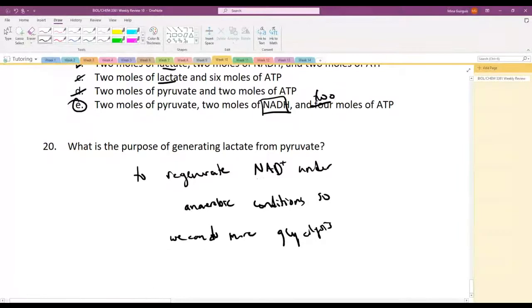Okay, glycolysis needs NAD+. We need to give it that NAD+ if we want energy. That's why we have to do lactic acid fermentation.